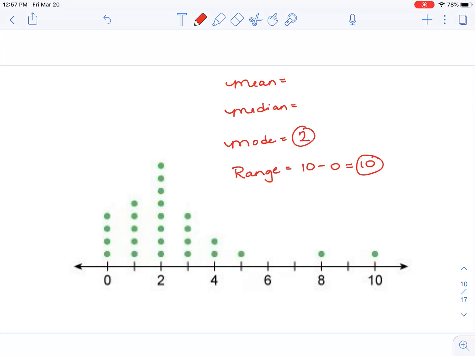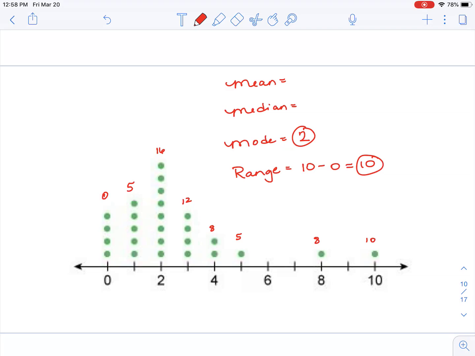Now, I always wait and do the median last, and we've discussed why I do that. So we're going to skip back up and do the mean. So I have 4 zeros. 4 zeros make 0. I have 1, 2, 3, 4, 5 ones, so that's a total of 5. I have 6, 7, 8 twos, which is a total of 16. I have 4 threes, which is a total of 12. 2 fours, which is 8. 1 five, which is 5. 1 eight, which is 8, and 1 ten, which is 10.